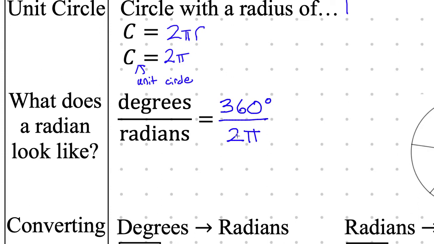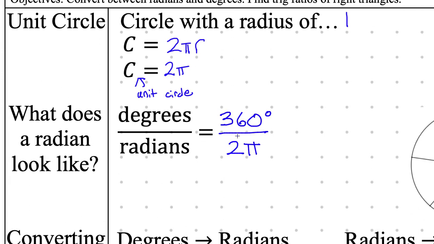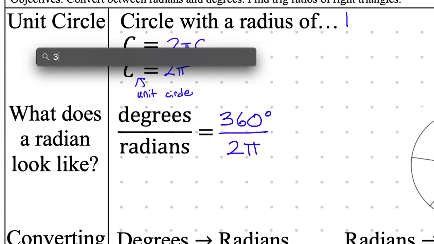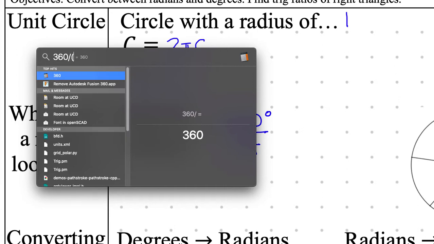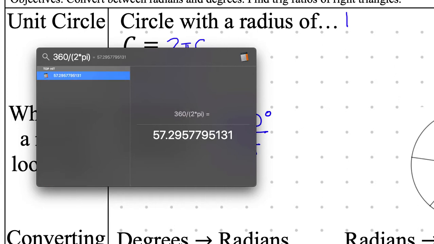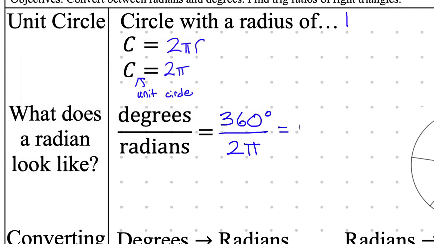I'll move that out of the way so people don't hit their cards on it. Again, the distance of the circumference, or the distance that I travel in terms of the radians, is 2 pi. So if I actually do the math out here, I can say on my calculator, 360 divided by, in parentheses, 2 times pi, and I get 57.29577, or roughly 57.3. So I can say this is approximately equal to 57.3 degrees for 1 radian.